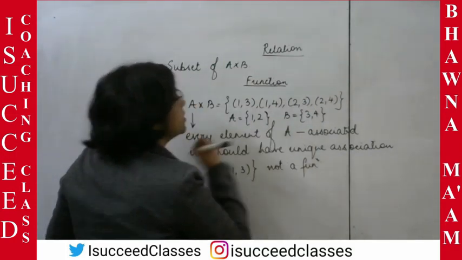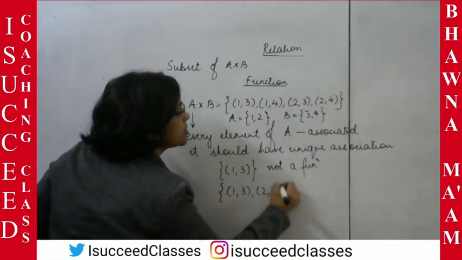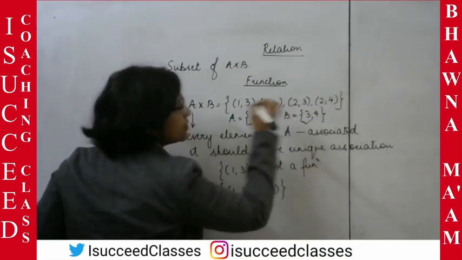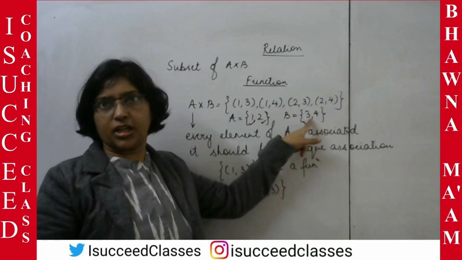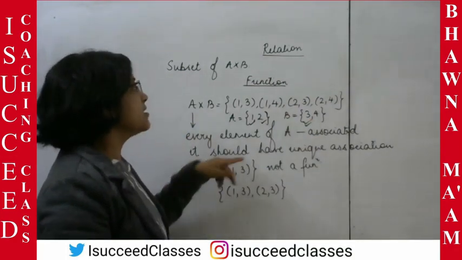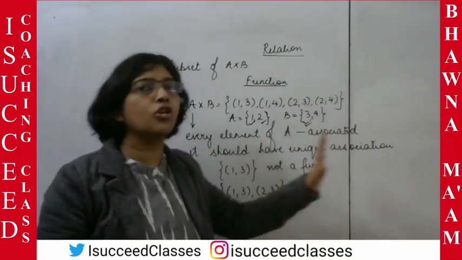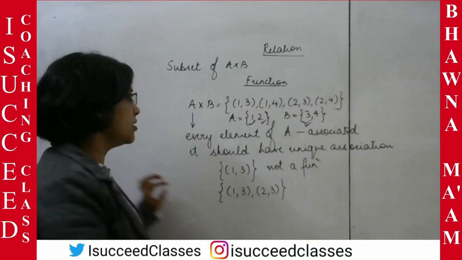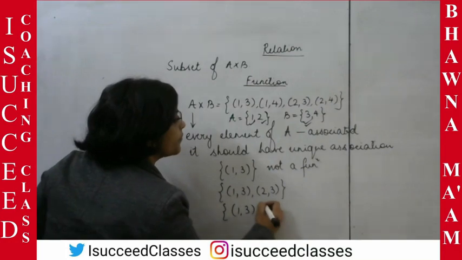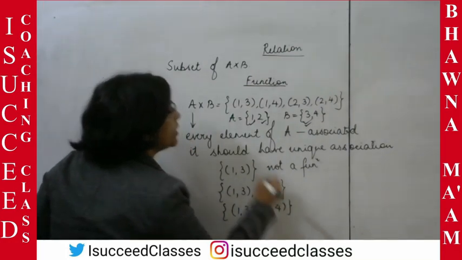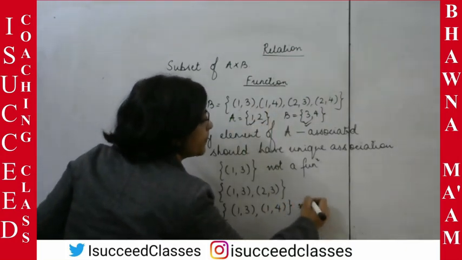Yes, if we were to take an example, say {(1, 3), (2, 3)}, this is good because 1 is associated, 2 is associated. So what we said is every element of A should be associated, and the next thing is it should be associated to a unique element. Some elements of B may not be associated, that is fine, this is a function. By unique association, we mean that if 1 is associated to 3, then 1 should not get any other number. Suppose we take this subset, {(1, 3), (1, 4)}, this is not a function.